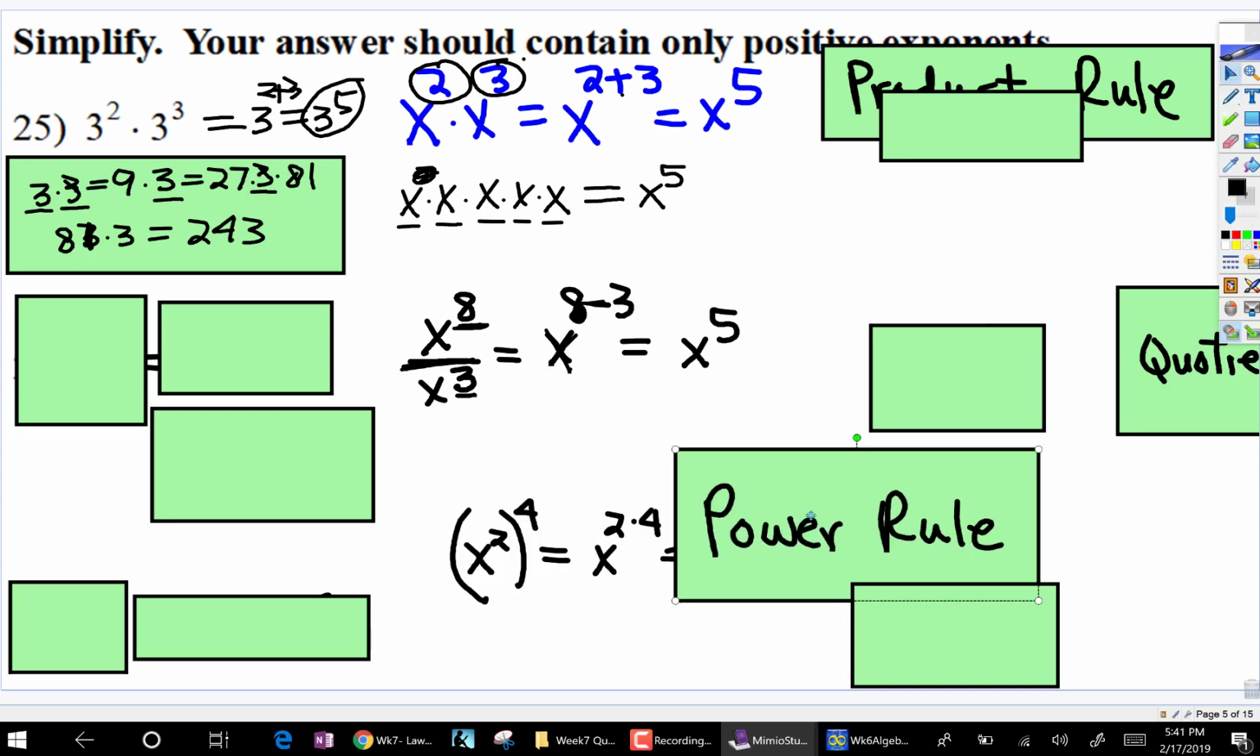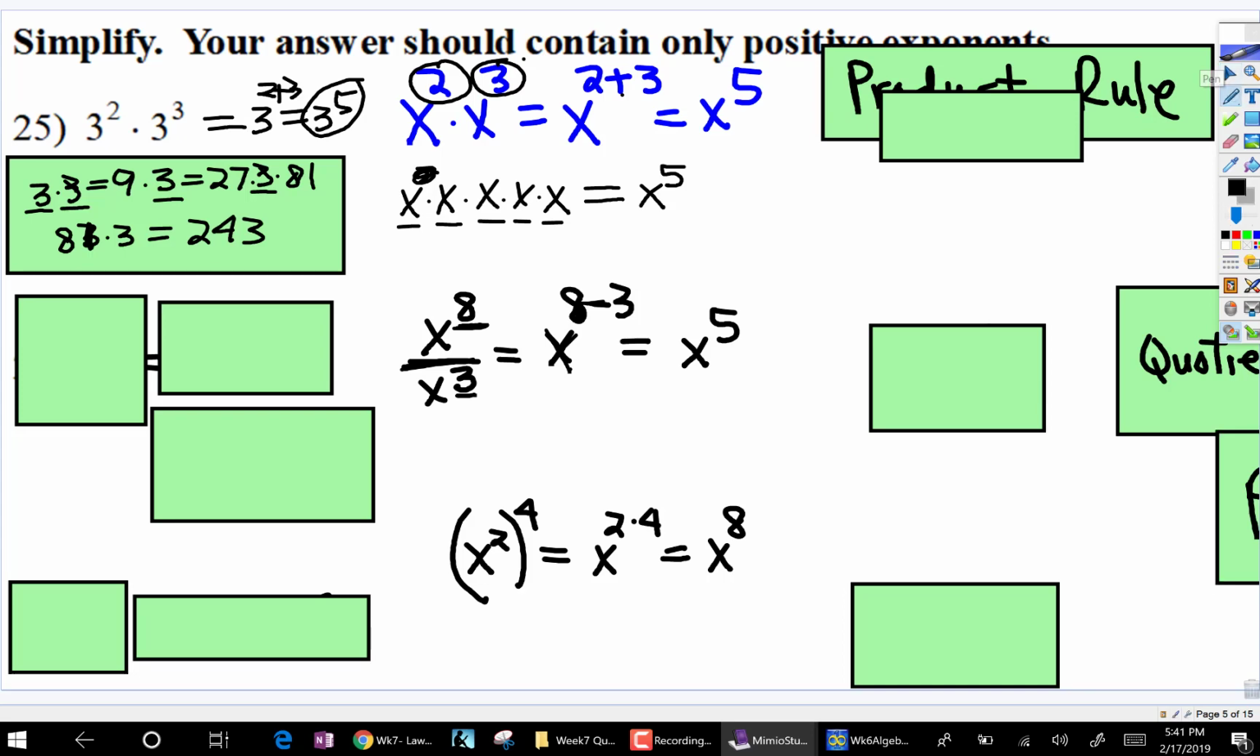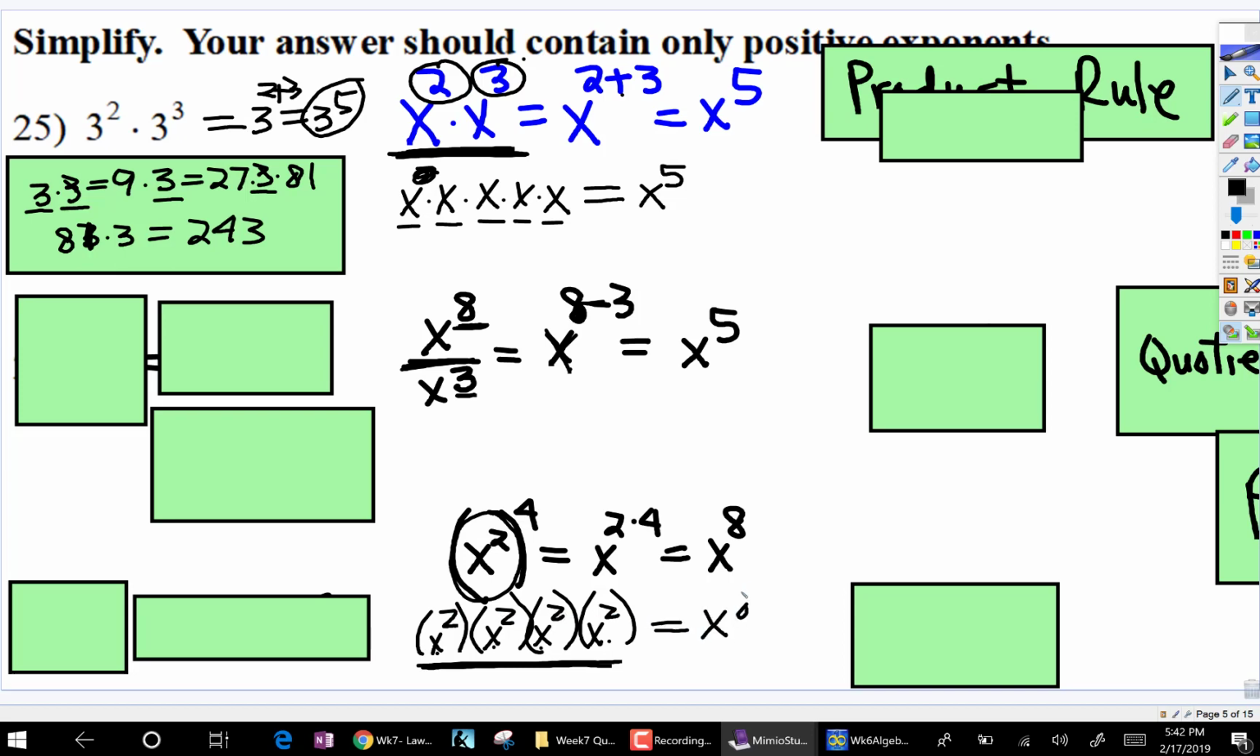Okay, and then we have the power rule. The power rule states that when you raise a power, so here's our power, and it's being raised to a power, you multiply. But let's see how that would work. So x squared to the 4th is x squared times x squared times x squared times x squared, right? To the 4th. 1, 2, 3, 4. Well, now we have multiplication. And what did we learn at the product rule? When you multiply powers of the same base, you add the exponents. So 2 plus 2 is 4, plus 2 is 6, plus 2 is 8. So x to the 8th.